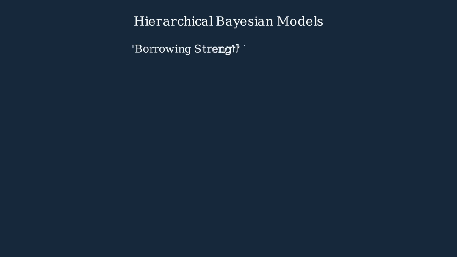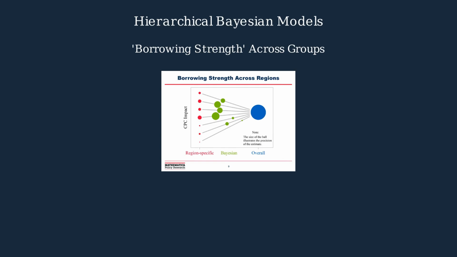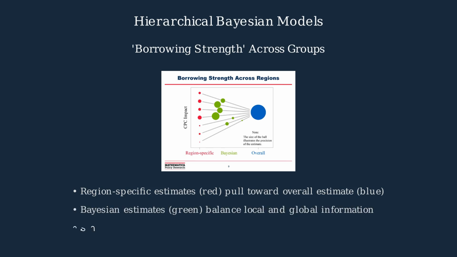A key advantage of hierarchical models is their ability to borrow strength across different groups. This means information from all groups contributes to each group's parameter estimates. As shown in this visualization, region-specific estimates in red are pulled toward the overall estimate in blue. The Bayesian hierarchical estimates in green represent a balance between local and global information. Groups with less data or higher uncertainty benefit more from this shared information.